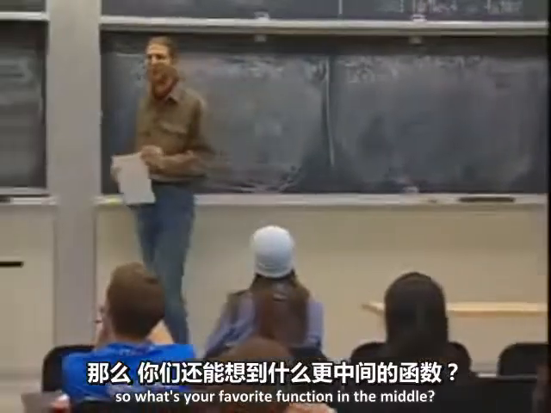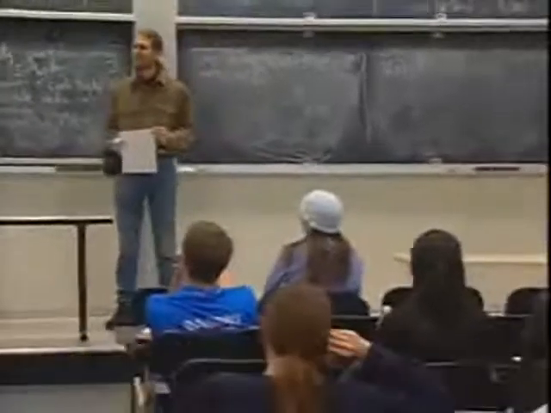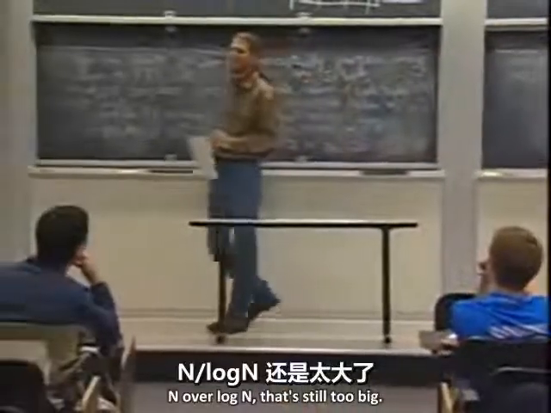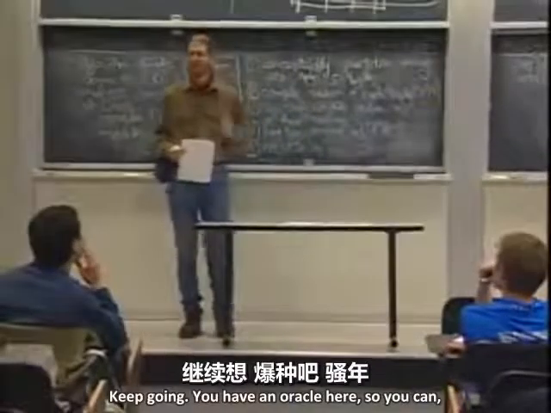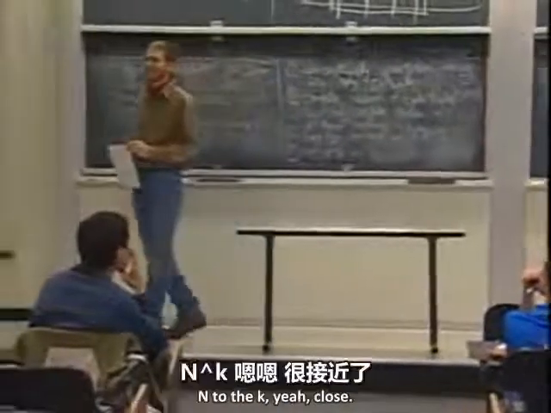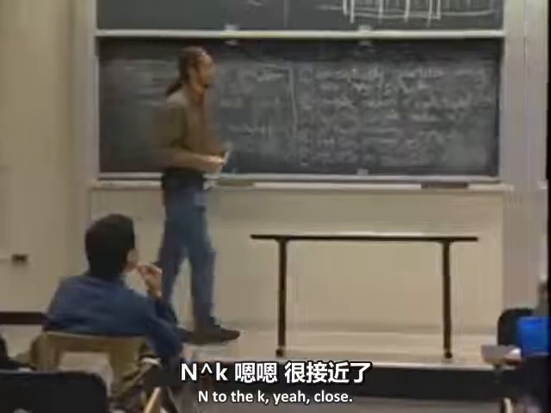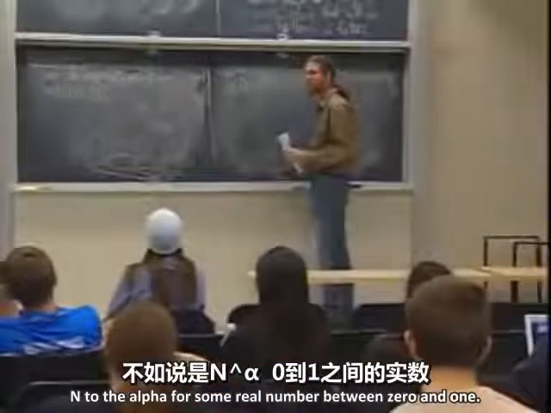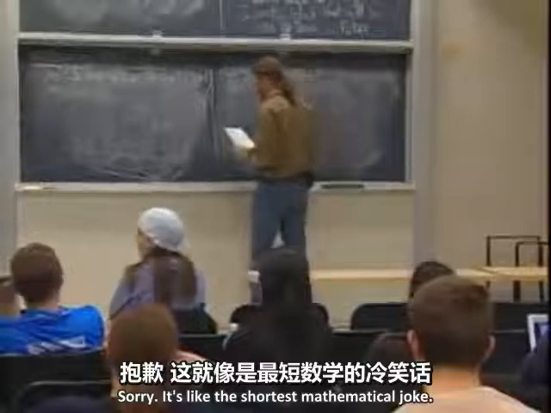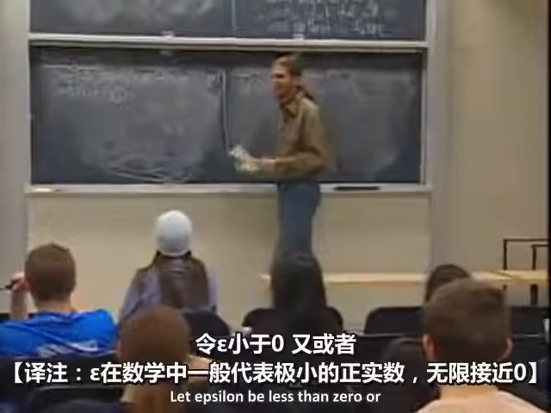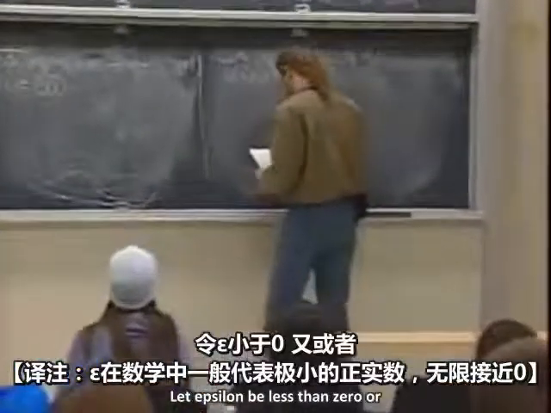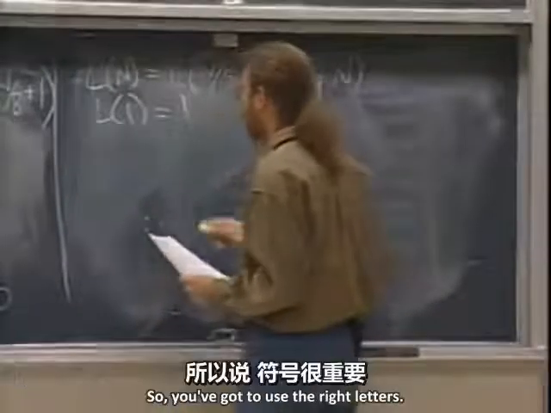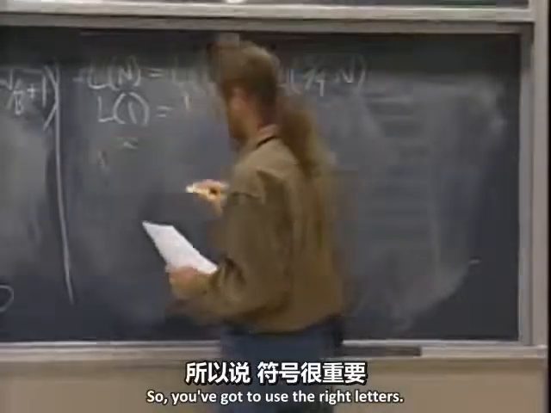So what's your favorite function in the middle? N over log n. That's still too big. Keep going. I have an oracle here, so you can. N to the k, yeah, close. I mean, k is usually an integer. N to the alpha for some real number between 0 and 1. Yeah, that's what you meant. Sorry. It's like the shortest mathematical joke. Let epsilon be less than 0. Or for a sufficiently large epsilon, I don't know. So you got to use the right letters.